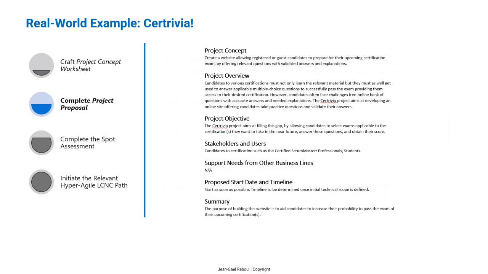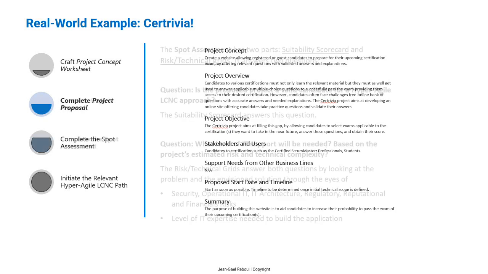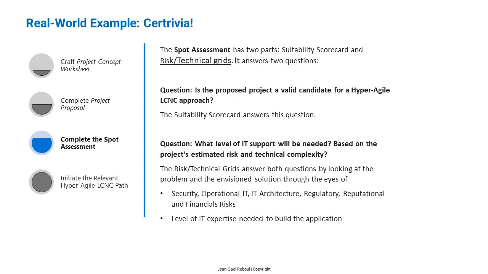Next, using the information gathered while crafting the project concept, we can create a project proposal. This proposal should help provide the context and value of this project to the team. If you'd like, it's like a simplified business case for the project. More importantly, this proposal should help get the next step done, the spot assessment. The spot assessment has 2 parts. The suitability scorecard, which helps answer if the proposed project is a valid candidate for a Hyper-Agile LCNC approach.